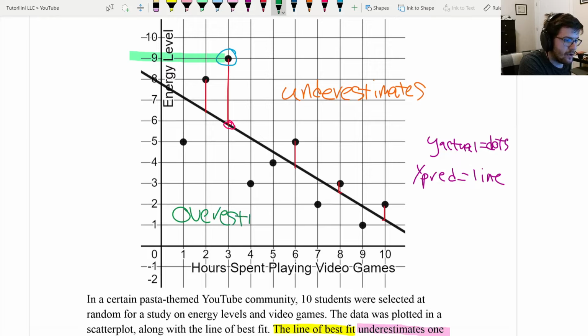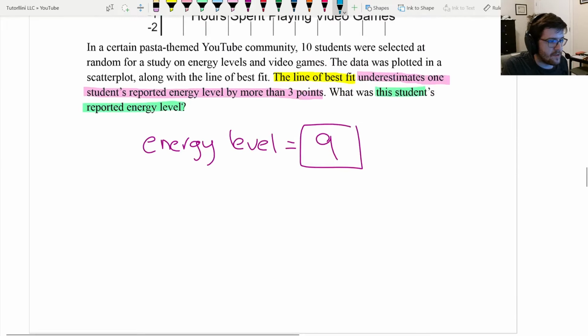And the guys who the line overestimates what their actual energy level is, they are underneath the line, so they're on that side. So if the question was asking about an overestimate, we'd maybe be looking down here. And again, you can draw these nice vertical lines to kind of figure out how much it's being overestimated or underestimated by. Great, let's keep going.